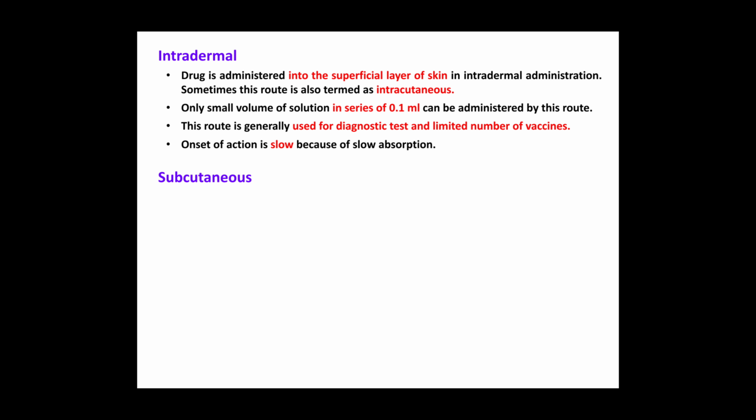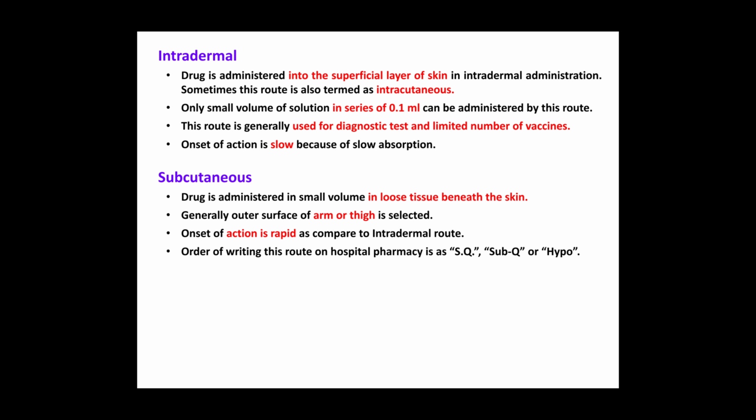Next route is subcutaneous route. In subcutaneous route, drug is administered in small volume in loose tissue beneath the skin. Generally, outer surface of arm or thigh is selected. Onset of action is rapid as compared to intradermal route. Order of writing this route in hospital pharmacy is as SQ, subQ or hypo.